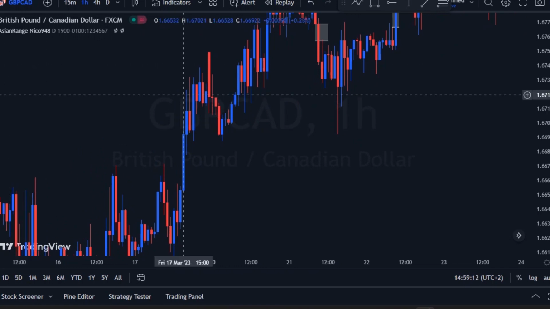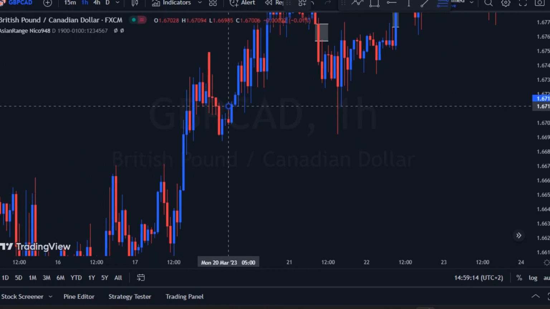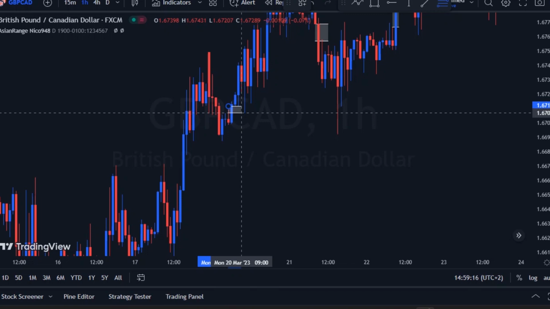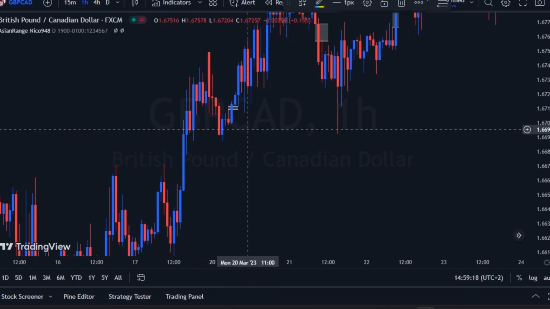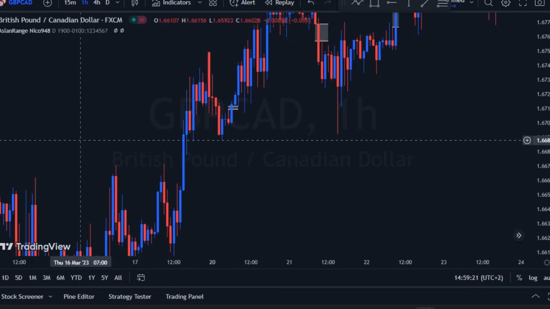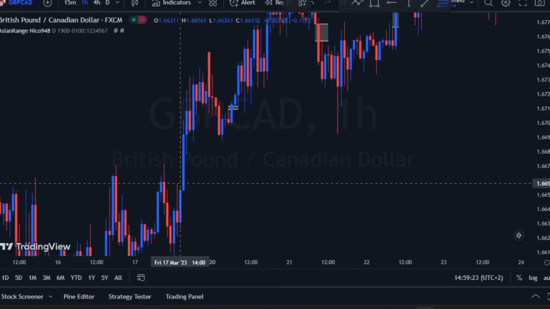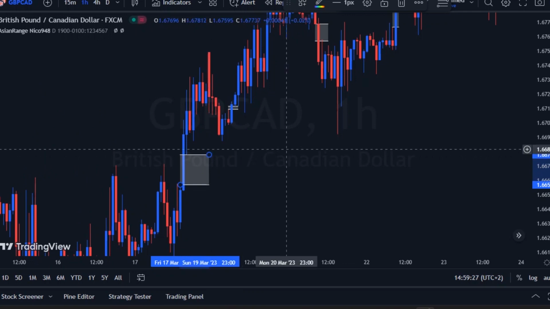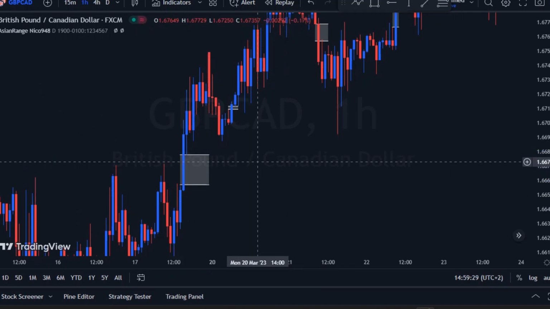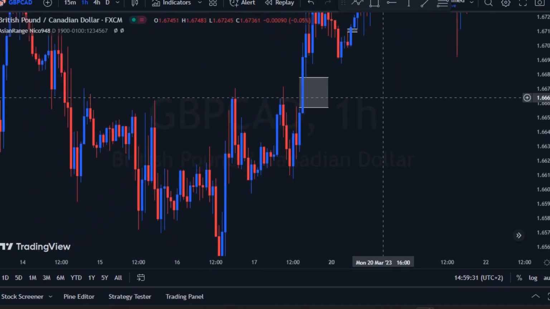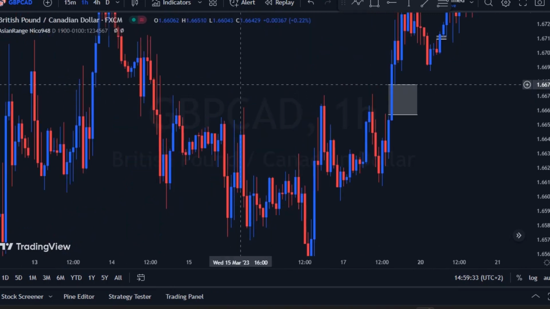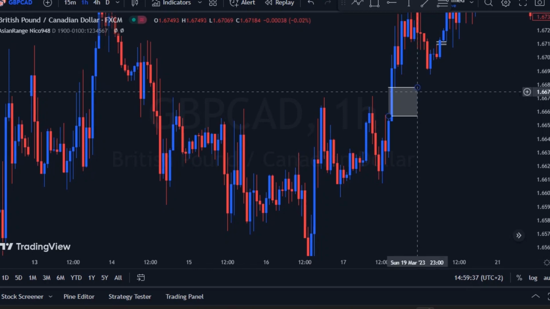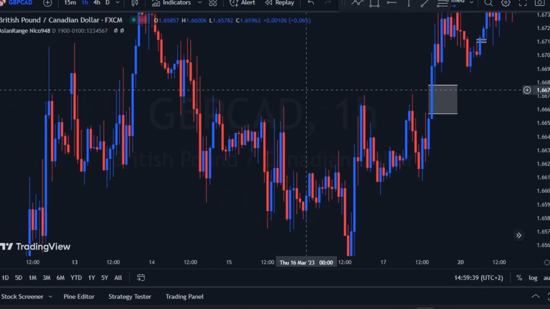As you can see here, we have another fair value gap. We have another fair value gap here. We have a fair value gap here. We have another fair value gap. Yeah, there are many examples, guys. There are many examples of fair value gap. So if you do find time, go through your charts and try to spot all of these things.